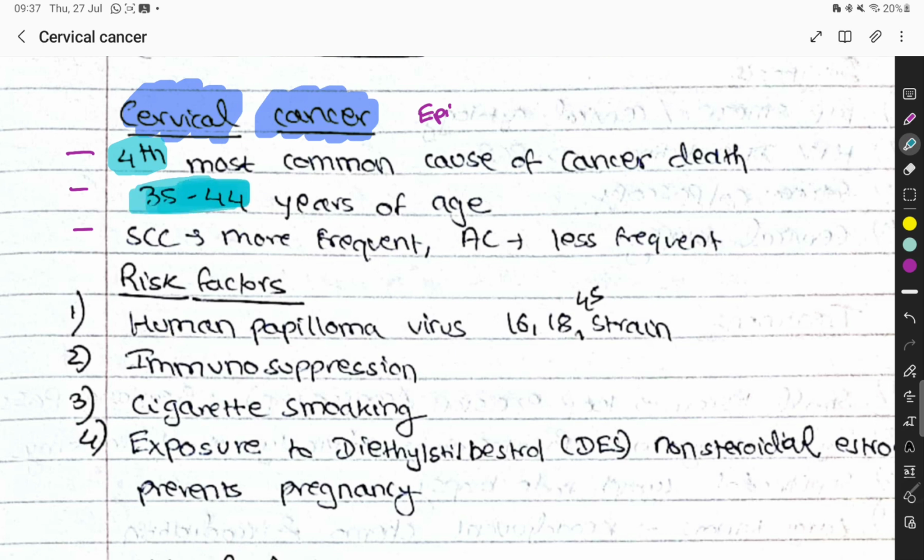Okay, which type is most frequent? Squamous cell carcinoma is most frequent and adenocarcinoma is less frequent.